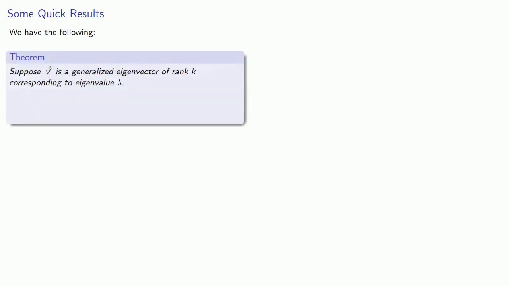First, we'll introduce a quick result. We have the following. Suppose v is a generalized eigenvector of rank k corresponding to eigenvalue lambda, then (A - λI)v is a generalized eigenvector of rank k minus 1 corresponding to the eigenvalue lambda. And you should prove this.